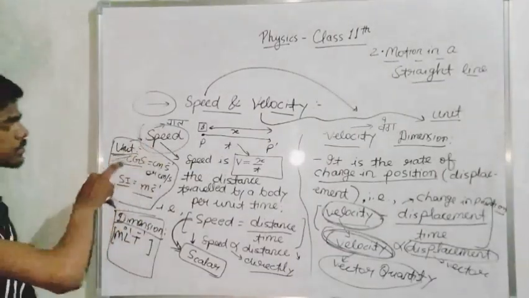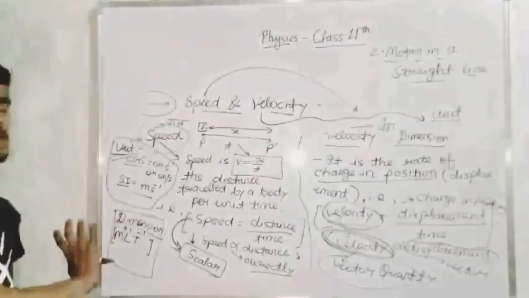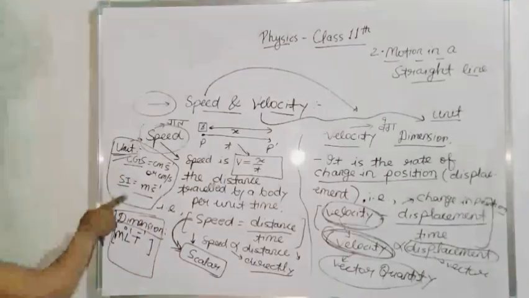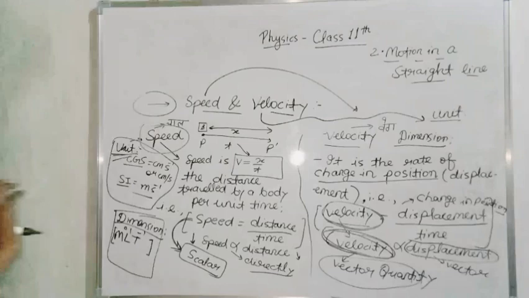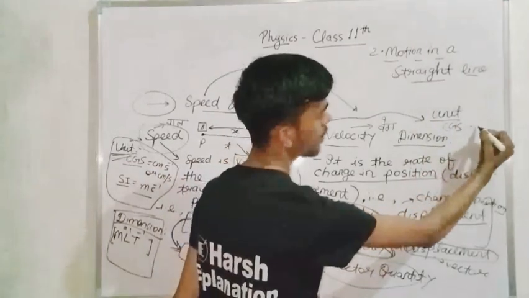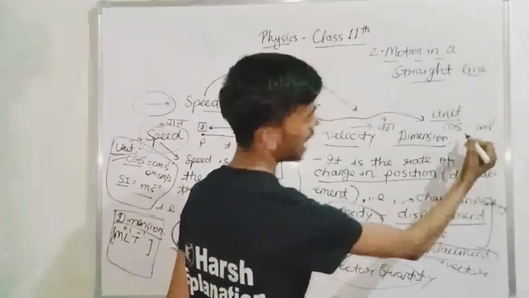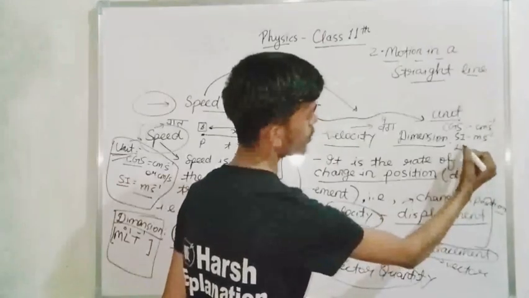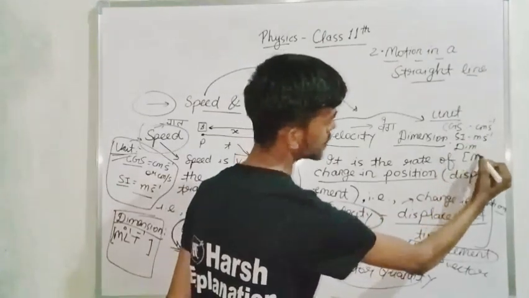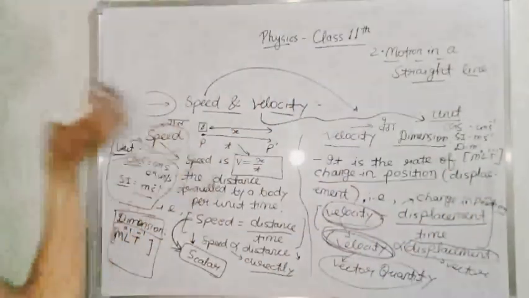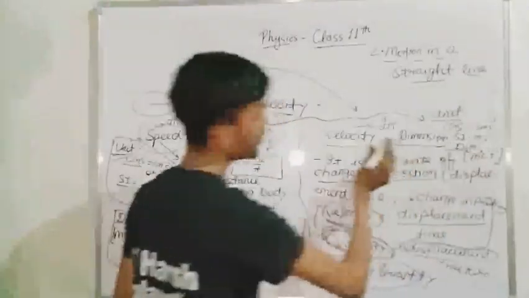So we can easily define the units and dimensions the same for both these quantities. Speed and velocity have the same units and dimension. In CGS the unit of velocity is centimeter per second, and in SI it is meter per second. And its dimension is M0 L1 T minus 1. So these are the units as well as the dimension of velocity.